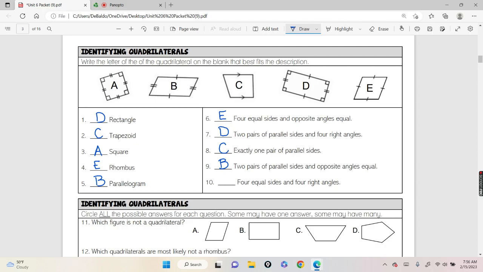All right, number 10, the last one here. 4 equal sides and 4 right angles. Okay, 4 equal sides, 4 right angles. That's going to leave us with the square.